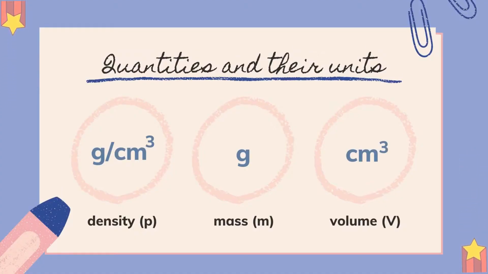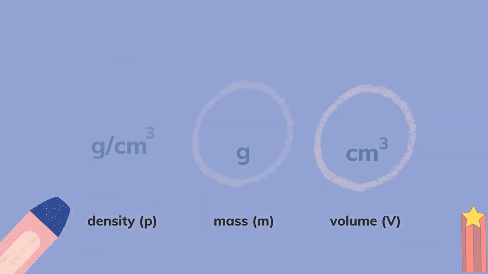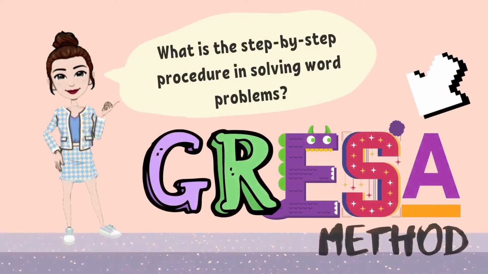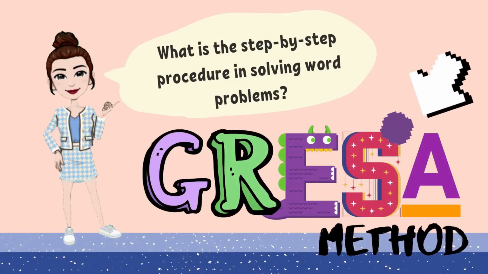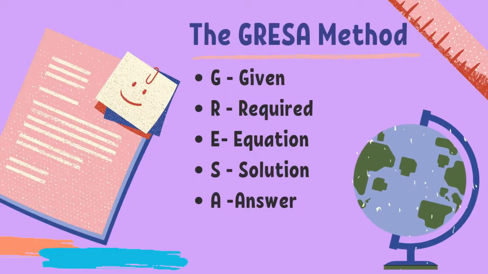Here are the quantities and their units. What is the step-by-step procedure in solving word problems? Right, it's the GRESA method. The GRESA method stands for given, required, equation, solution, and answer.